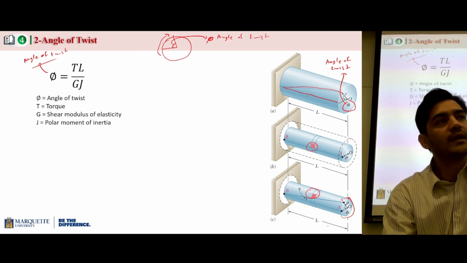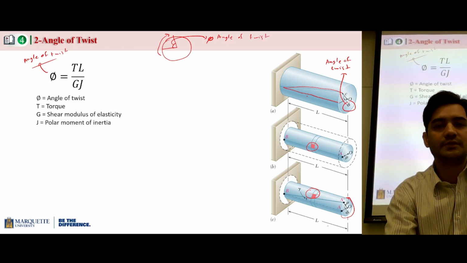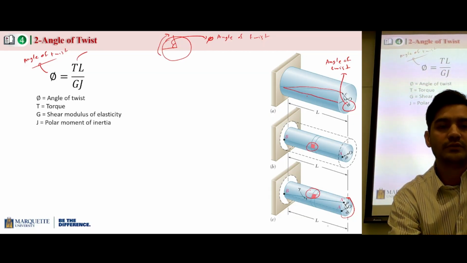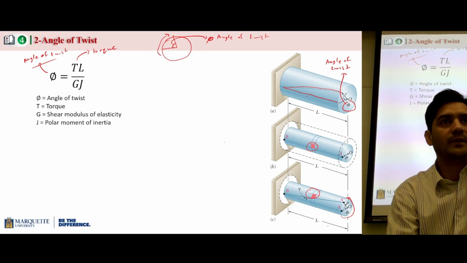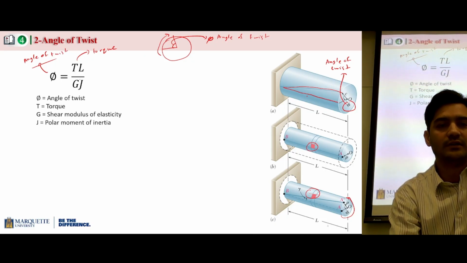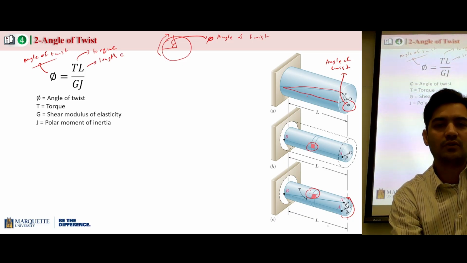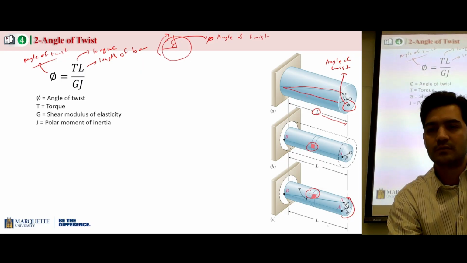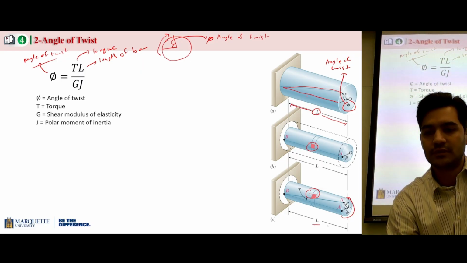So the more torque is being applied, the more would be the angle of twist, depending upon other parameters as well. So that's the amount of torque which will be applied on a circular cylinder. This is length of bar, which is this distance. This is the length of a bar.